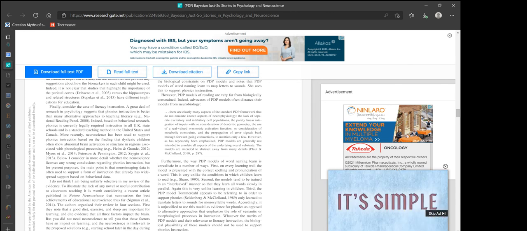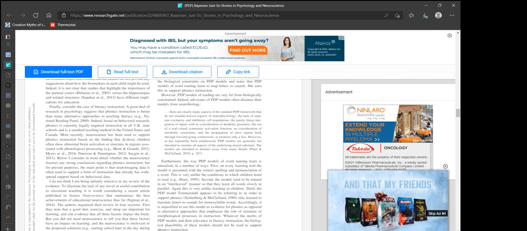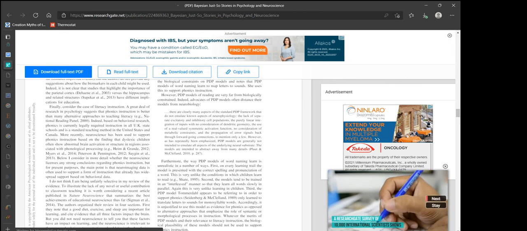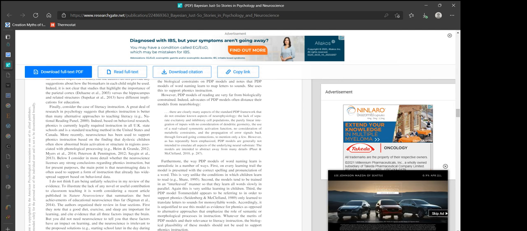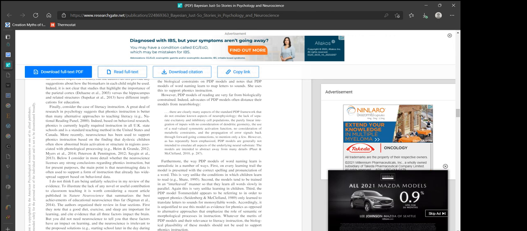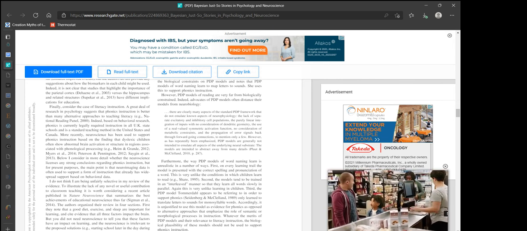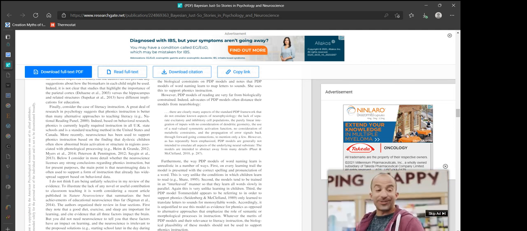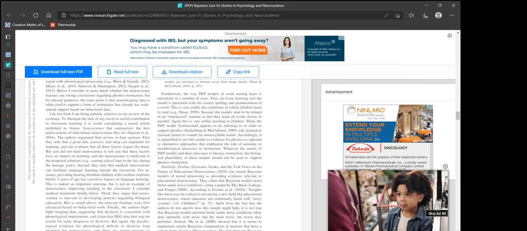However, PDP models of reading are very far from biologically constrained. Indeed, advocates of PDP models often distance their models from neurobiology. Quote, "There are clearly many aspects of the standard PDP framework that do not emulate known aspects of neurophysiology. The lack of separate excitatory and inhibitory cell populations, the purely linear integration of inputs with no consideration of dendritic geometry, the use of real-valued symmetric activation functions, no consideration of metabolic constraints, and the propagation of error signals back through forward-going connections, to mention only a few. However, as has repeatedly been emphasized, PDP models are generally not intended to emulate all aspects of the underlying neural substrates. The models are intended to abstract away from many details." End quote.